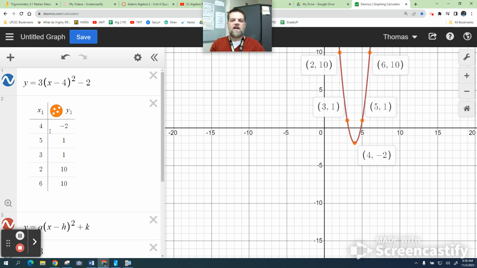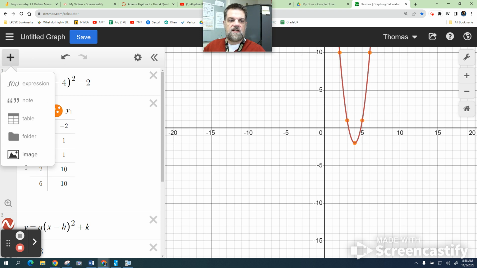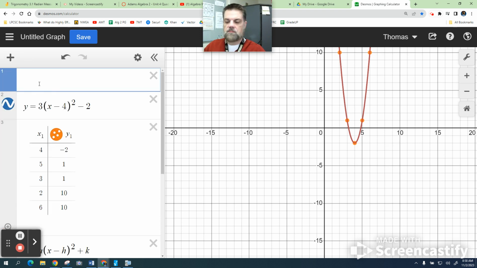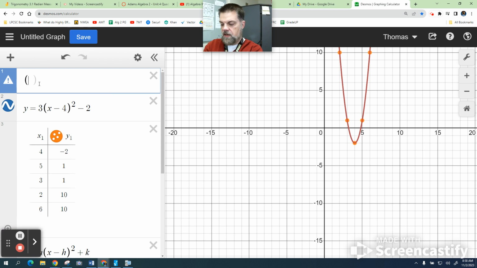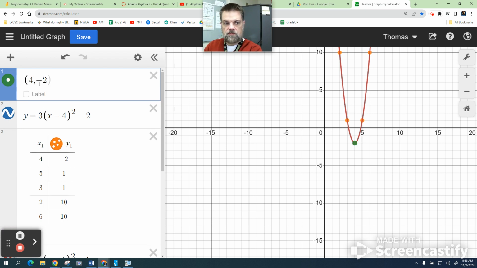Now, for any quadratic you do, it's going to have this line of symmetry that goes through the x-coordinate of the vertex. So what is the x-coordinate of the vertex? Well, let's label the vertex. It's 4, negative 2.